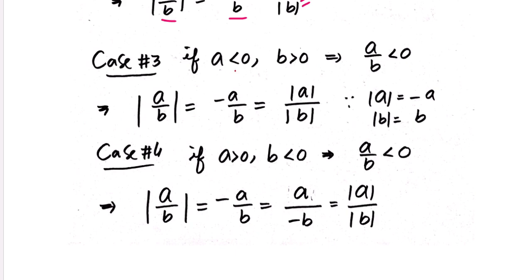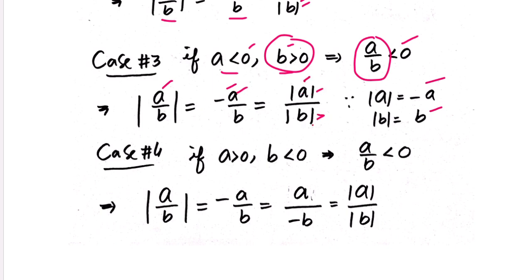Similarly, we can discuss the remaining two cases. If a is negative and b is positive, then the final fraction a over b will be negative. Now if a number is negative, then its absolute value is the negative of the number: minus a over b. On the other hand, a is negative, so |a| is equal to minus a, and b is positive, so its absolute value is equal to positive b. And the right hand side, |a| over |b|: what is |a|? This is equal to minus a, and |b| is equal to b. So both are equal. And similarly, you can see case number 4. In this case also, this equality holds.